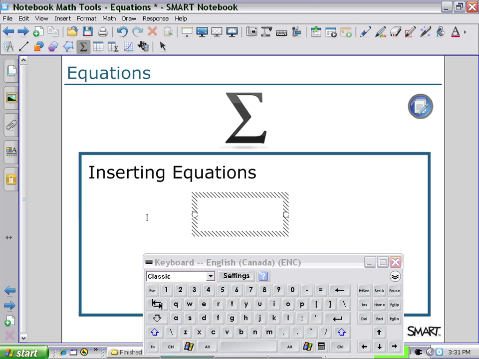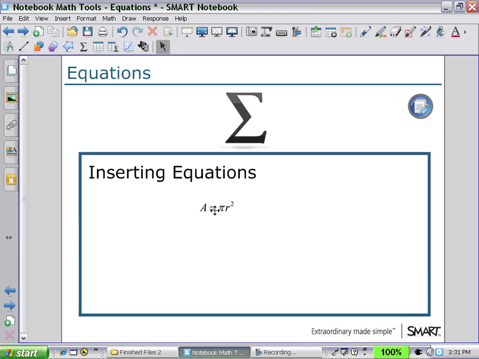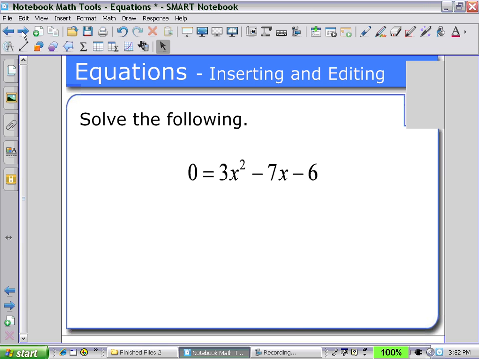Once completed, use the selection tool, and then you can move your equation anywhere in the workspace. You can also import equations from a Word document and use the equation editor to edit the equations. Here's an example where we can insert and edit using the equation editor.